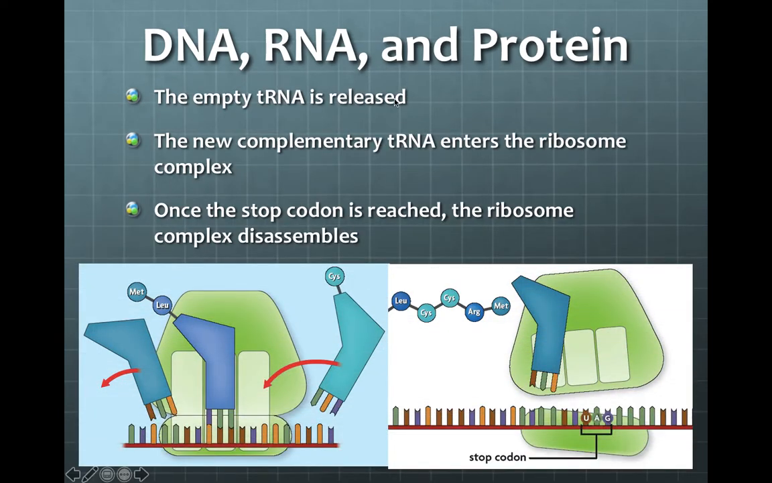Okay, the empty transfer RNA is released. So this one right here is released, and the new complementary transfer RNA enters the ribosome complex. This is the new one. Okay, so this one was here, and this one was here, but then they moved down. So this one left, and now its amino acids are here. So now this one comes in. And once the stop codon is reached, the ribosome complex disassembles. So this keeps going until it gets to the stop codon.